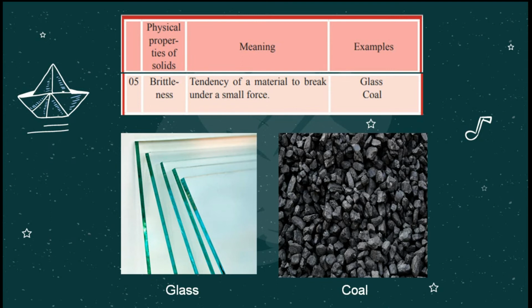Next. My dear students, physical properties of solids: brittleness, meaning tendency of a material to break under small force. Example: glass, coal. What happens if you touch a glass? As you can see, it is going to be broken under small force. Coal is the same.